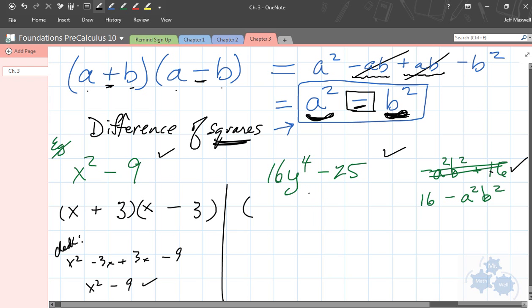Over here, it looks like a difference of squares, so it should follow the same format. What's the square root of 16y to the 4th? 4y squared. What's the square root of 25? 5. So you put 5s at the end. Plus, minus, you're done.